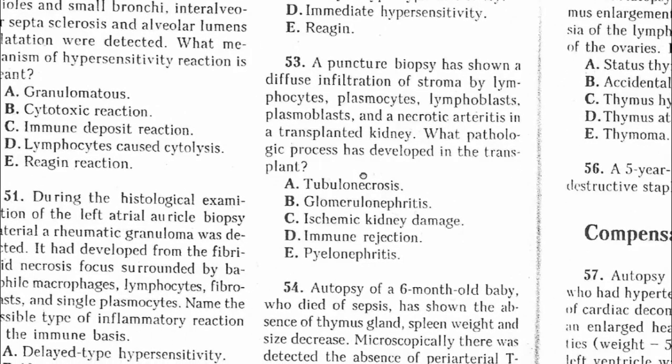53. A puncture biopsy has shown a diffuse infiltration of stroma by lymphocytes, plasmocytes, lymphoblasts, plasmoblasts, and necrotic arteritis in a transplanted what? Kidney. What pathologic process has developed in the transplant? Again, I've shown you. This is allograft rejection. So what type of hypersensitivity is it? Type 4, which is immune rejection. So that's 53. So the answer is D.